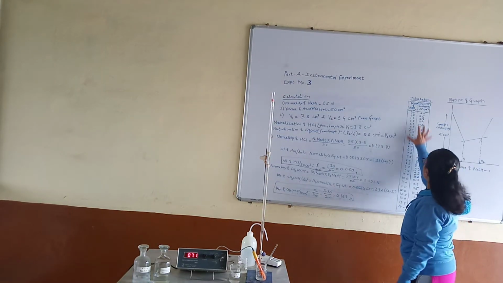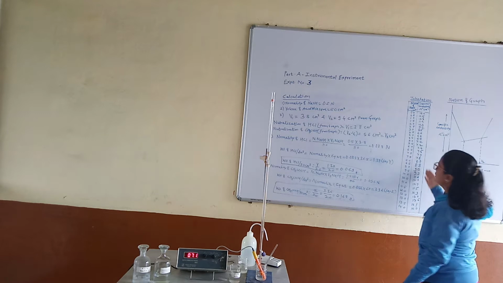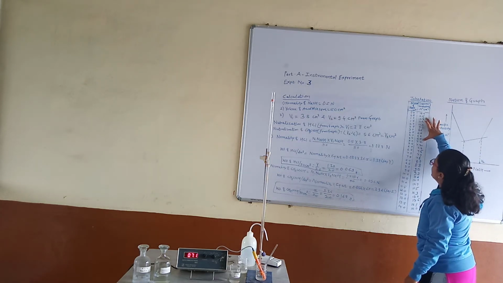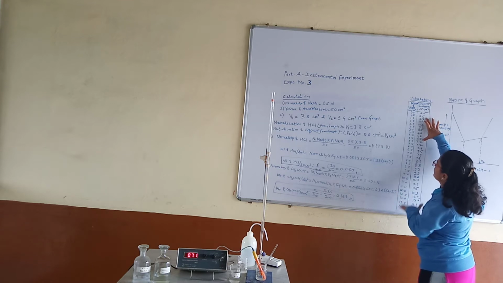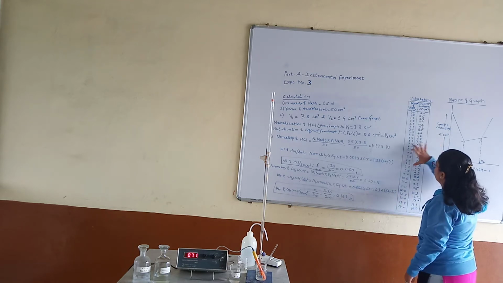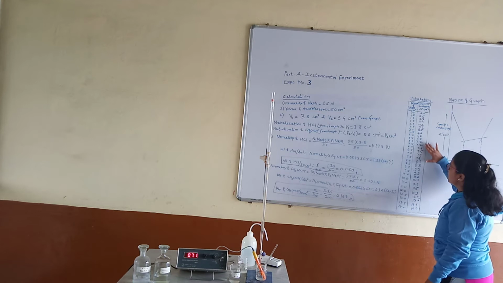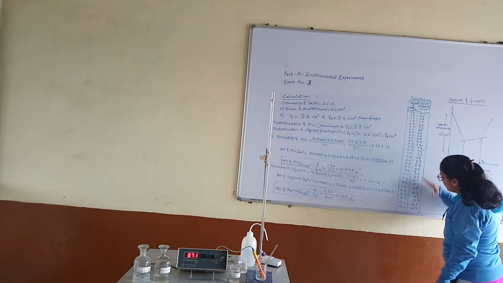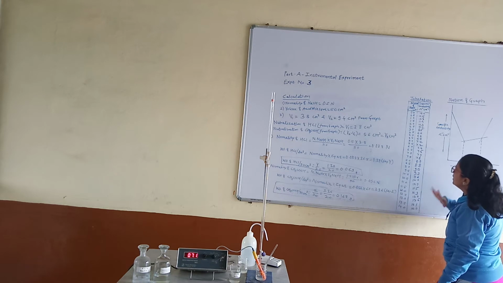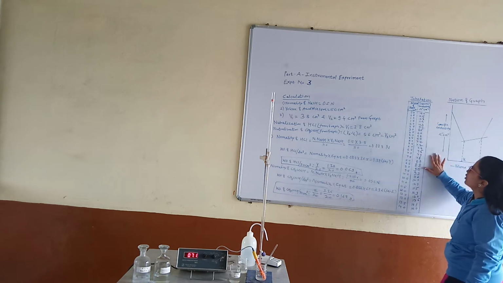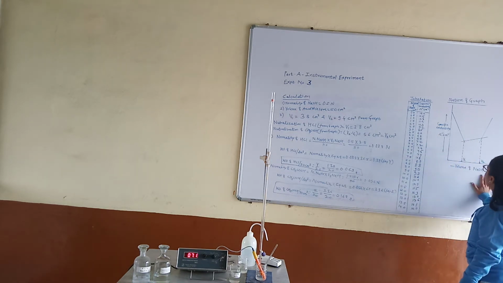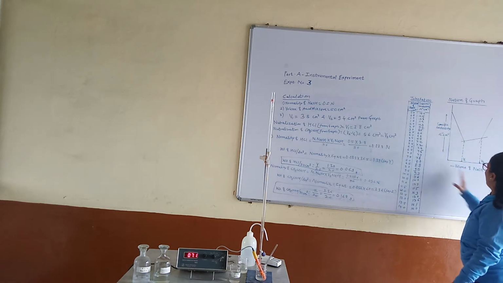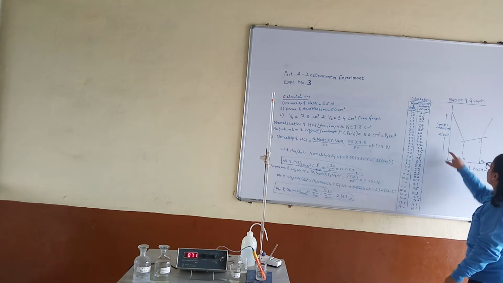According to this observation column, you get some values. Here these values suddenly decrease. After that, some values steadily increase, and then other values sharply increase. According to this tabular column, here is the nature of the graph. What is that? Specific conductivity versus volume of NaOH.